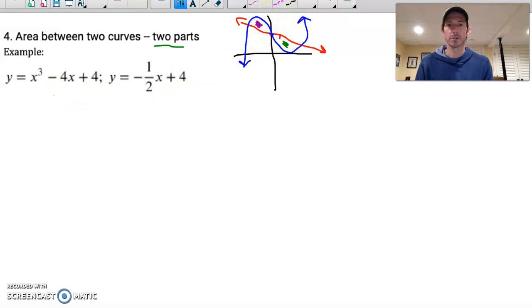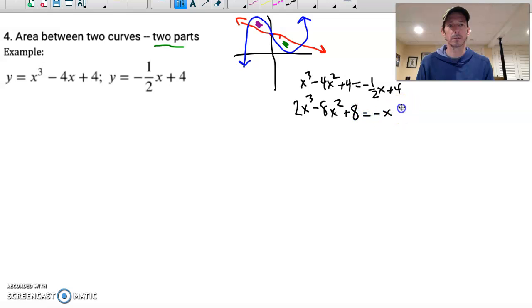So I have to set these 2 equations equal to each other, just like we did on example 3, and figure that out. So if I set x cubed minus 4x squared plus 4 equal to negative 1/2 x plus 4, and I look at this thing and I say to myself, I don't want to add fractions. I don't. It's just a fact. So I'm going to multiply everything by 2 to make this not be a fraction. So this is now 2x cubed minus 8x squared plus 8 equals negative x plus 8. I literally multiplied everything by 2.